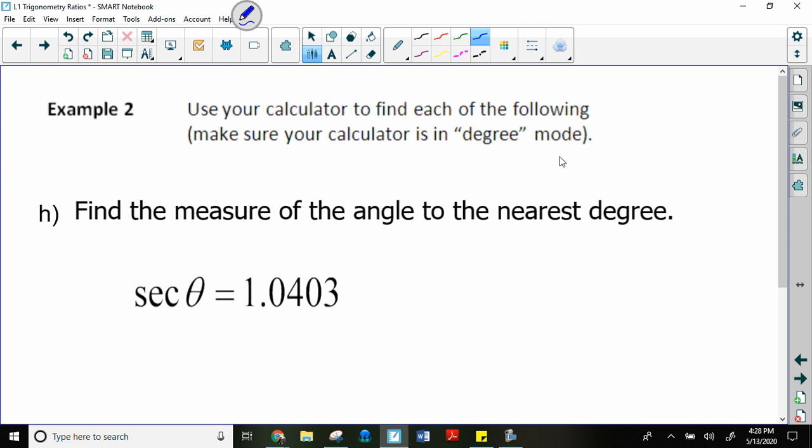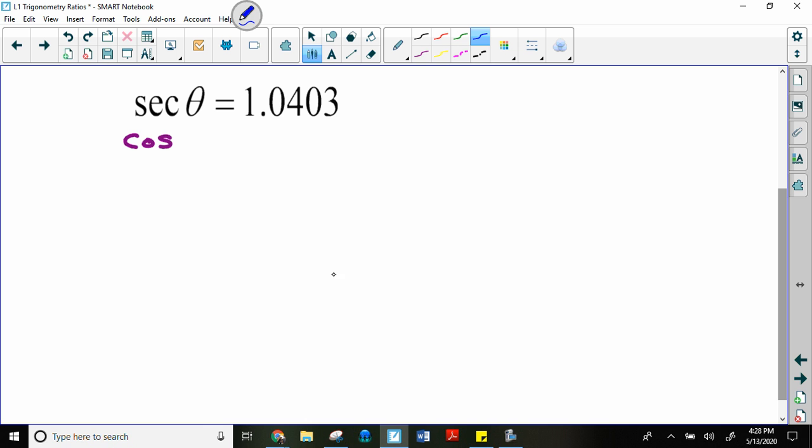Okay, secant. This is a reciprocal. Who was your reciprocal partner? If you were an S, you had a cos. So the math we're going to do is cos theta is going to be 1 divided by what secant was, 0.0403. And then we're actually going to do that math as one of the steps.